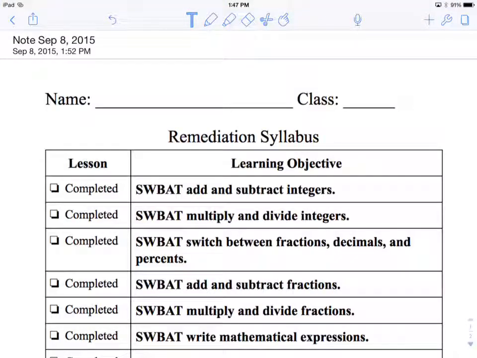Welcome to the first ever video for learning how to do some remediation work. So this is the first lesson. It's on adding and subtracting integers.